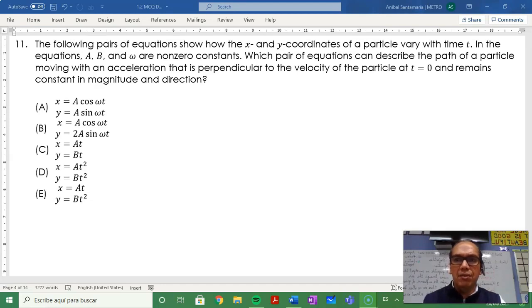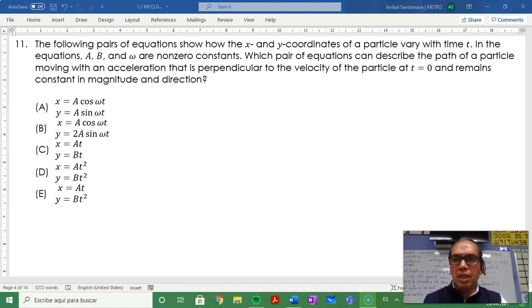11. The following pairs of equations show how the x and y coordinates of a particle vary with time t. In the equations, a, b, and omega are non-zero constants. Which pair of equations can describe the path of a particle moving with an acceleration that is perpendicular to the velocity of the particle at t equals 0 and remains constant in magnitude and direction?